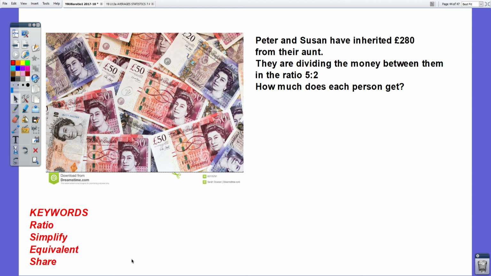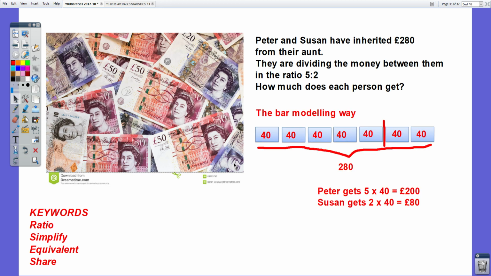Now these sorts of questions are very common on GCSE papers, and in fact will appear all the way through between now and when you leave Wintringham. So it's useful to have a number of different strategies at your disposal to deal with these particular questions. We're going to look at two today. We're going to look first of all at the bar modelling way.